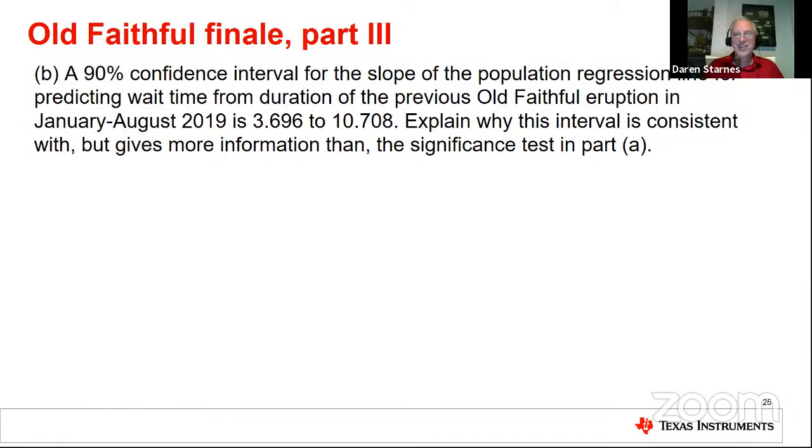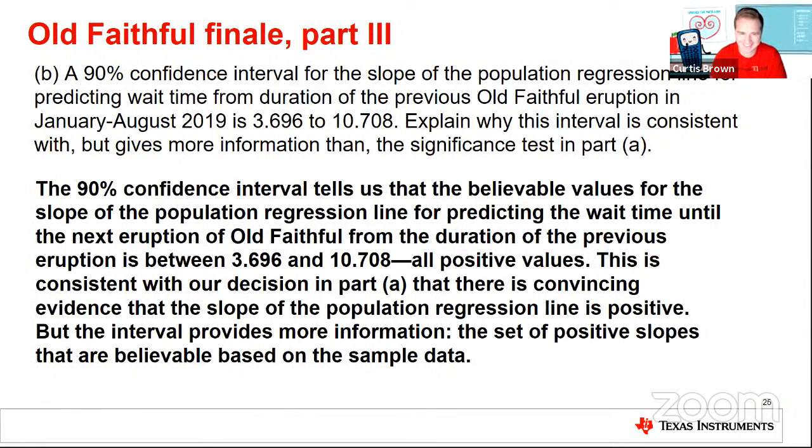So for every 1 minute longer the prior eruption lasted, we predict it'll add somewhere between 3.7 and 10.7 minutes of wait time. That's a pretty big difference. 3.7 or 10.7 or somewhere in between. Yeah. But the good news is the confidence interval tells you a little bit more about what the believable values for the slope would be.